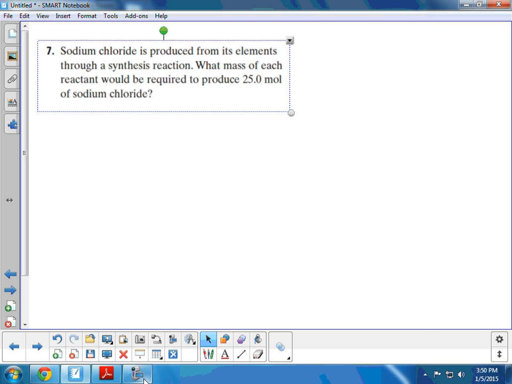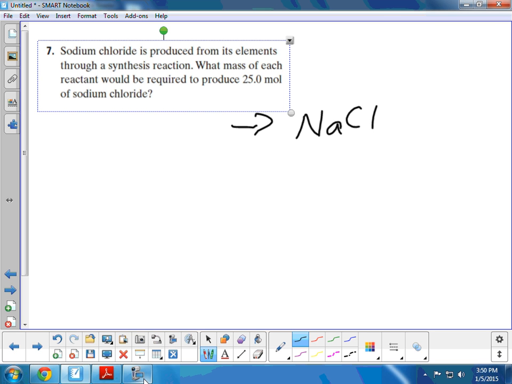So sodium chloride, its formula is NaCl. So it's produced, that's our product. It comes from its elements and its reactant. So that would be sodium plus chlorine. And don't forget, chlorine is a diatomic, so it has to have Cl2. Now to balance that reaction, put a 2 here and a 2 here.